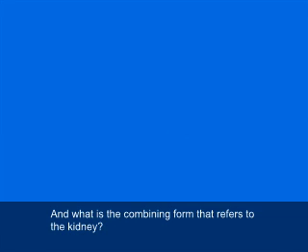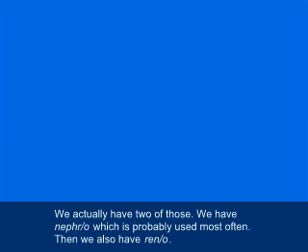And what is the combining form that refers to the kidney? Well, we actually have two of those. We have nephro, NEPHR/O, which is probably used most often. Then we also have reno, REN/O.